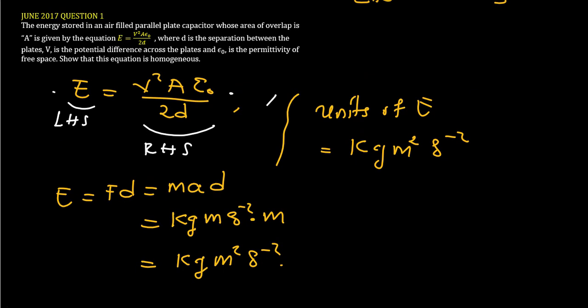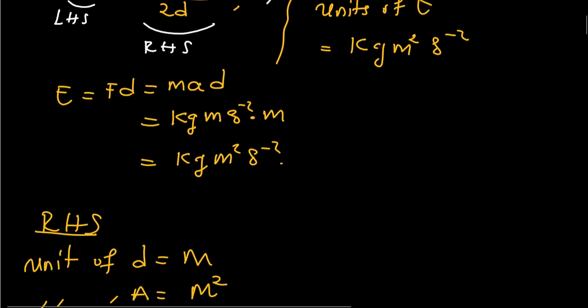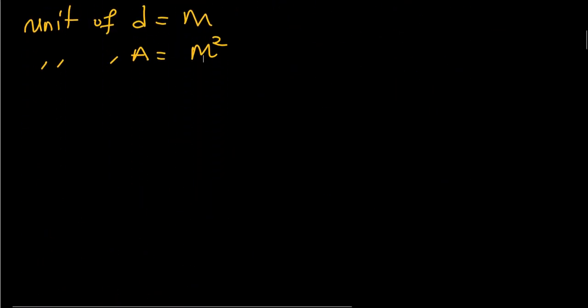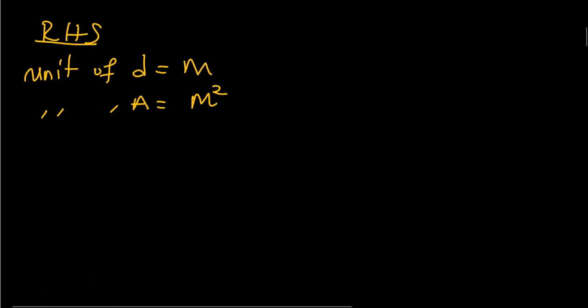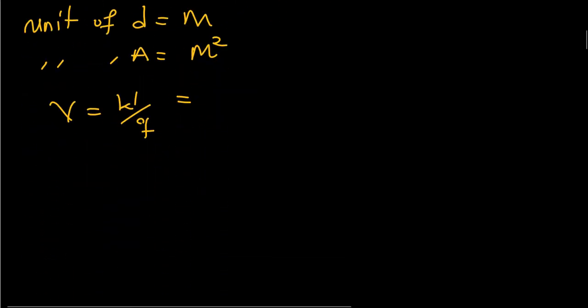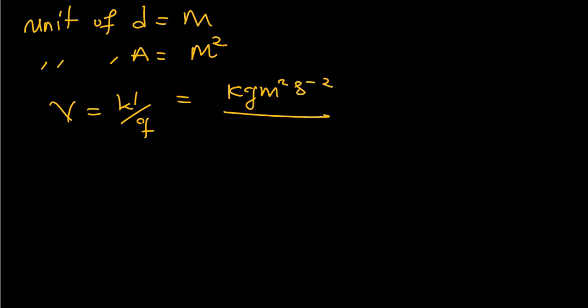Now V squared is the potential, or V is the potential difference across the plates of the capacitor. And so we have to get the base units of V. Now the potential V is simply given by the work done per unit charge. And we already saw the base unit of work done, in other words the base unit of energy above, which is the kilogram meter squared per second squared. All of this is divided by the unit of charge.